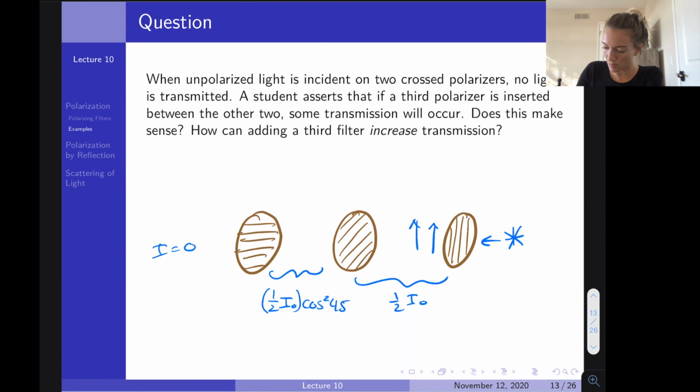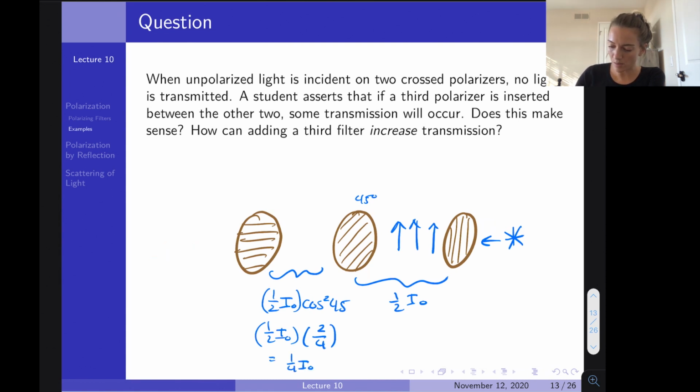Because now this polarizer is at a 45-degree angle, and the light coming from here is polarized vertically, right? So this light is polarized vertically. This one is now at a 45-degree angle to this light. So we have 45 here. So this will just be 1/2 I naught, and cosine of 45 is square root 2 over 2. So we'll get 2 over 4. So you can actually see another 1/2 of the light gets through.